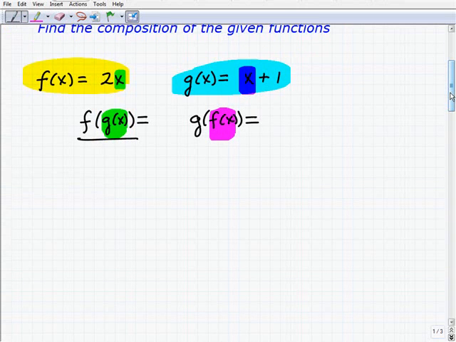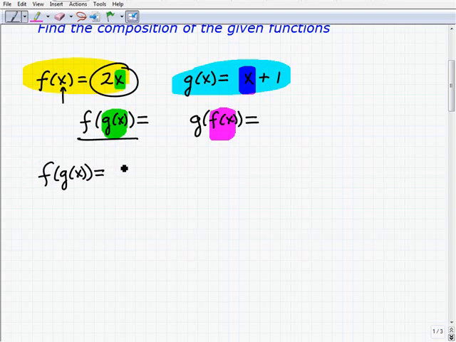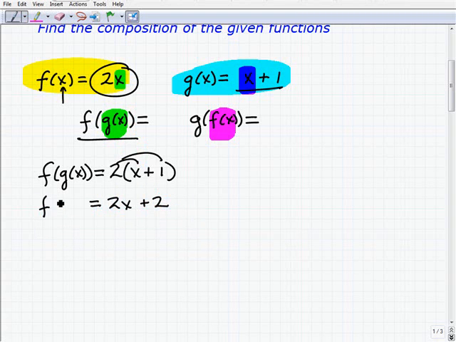If you think you know how to set it up, go ahead and set it up. Remember, you want to plug the g of x function into the f of x function. So f of g of x would look like this. The f of x function is 2x, so it's going to be 2 times x plus 1, that's the g of x function. That's all there is to do as far as the setup goes. Now we simply need to simplify by distributing this 2, so you should have 2x plus 2. That's f of g of x.